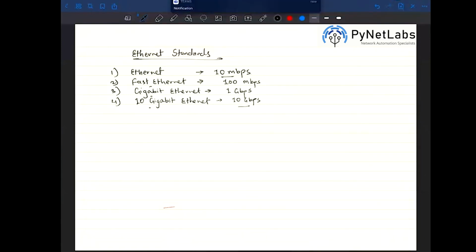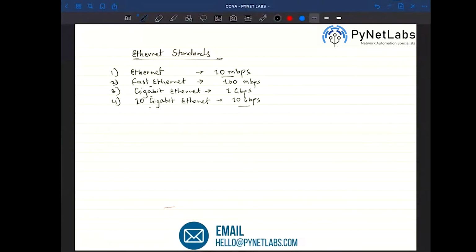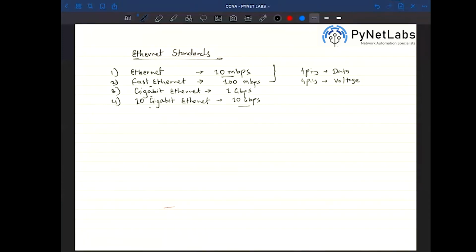Makes sense. However, the straight-through and crossover thing still applies over here. The only thing you need to remember is that whenever you are using Fast Ethernet or Ethernet, 4 pins are used for data transfer and 4 pins are used for voltage. And whenever you move towards Gigabit or 10 Gigabit Ethernet, all 8 pins are used for data transfer and voltage. You see that? It doesn't stay the same: in Ethernet and Fast Ethernet only 4 are used for data and 4 for voltage, while in Gigabit Ethernet all 8 pins are used. Make sense? So that's going to help you there. Cool. And these are the Ethernet standards that you use.